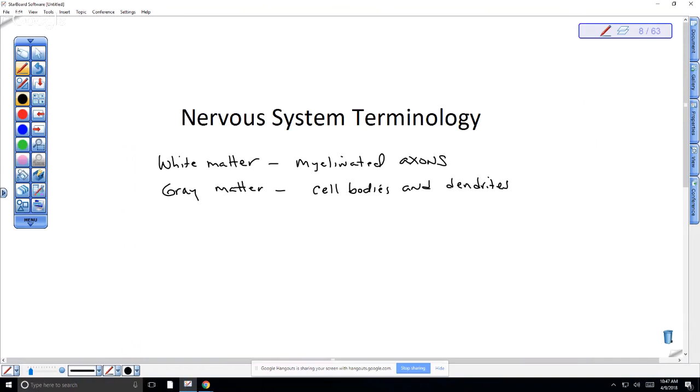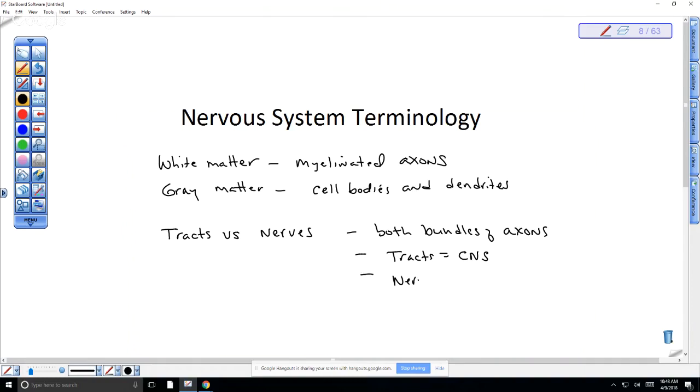We can also talk about tracts versus nerves. So tracts are bundles of axons in the central nervous system, whereas the nerves are bundles of axons in the peripheral nervous system. So we'll say that they're both bundles of axons. Tracts are in the central nervous system, the brain and the spinal cord. Nerves are in the peripheral nervous system.